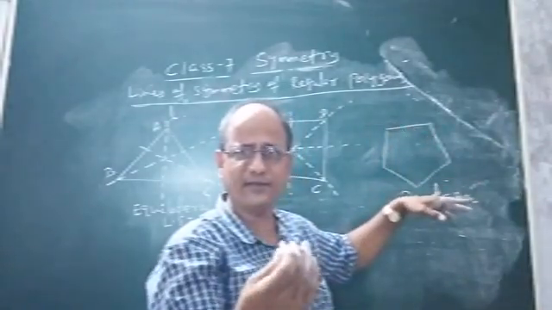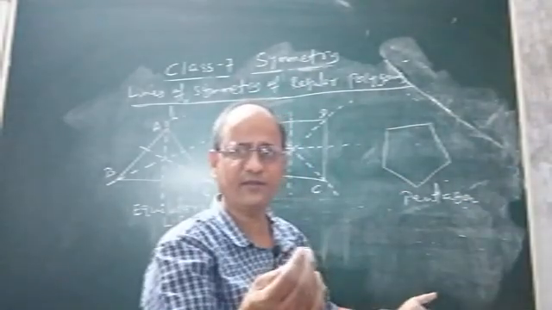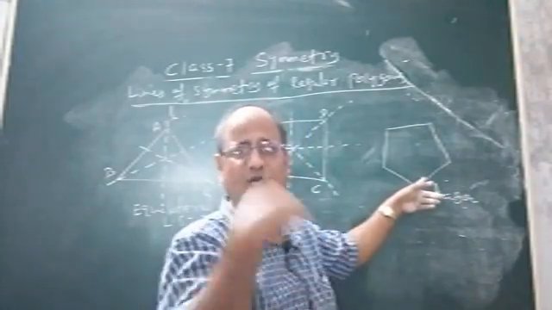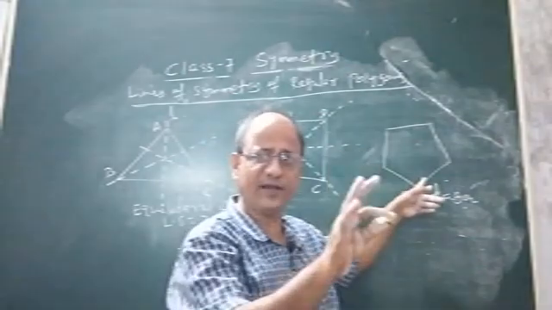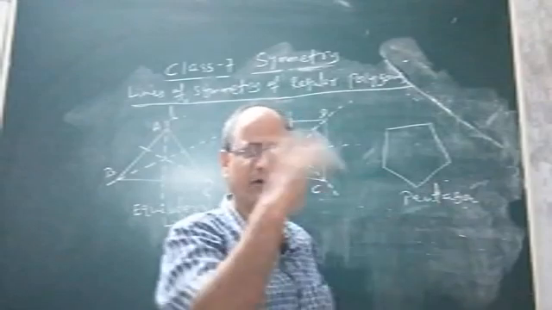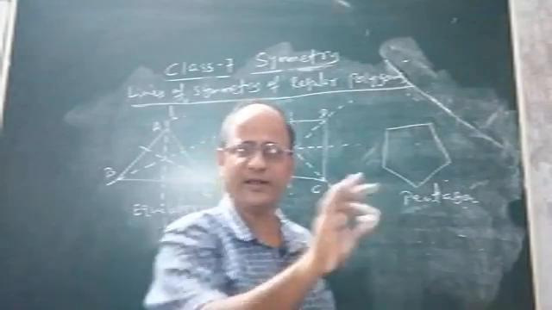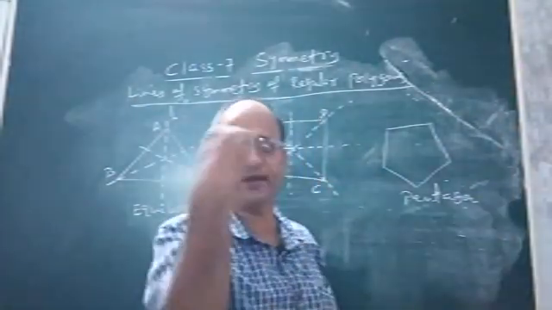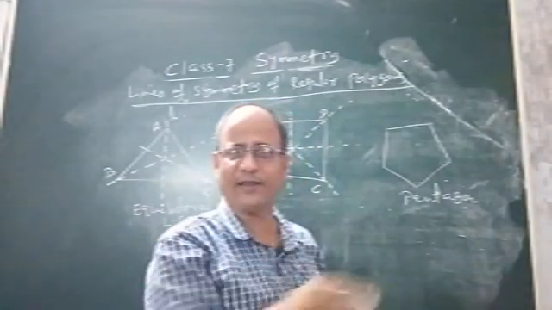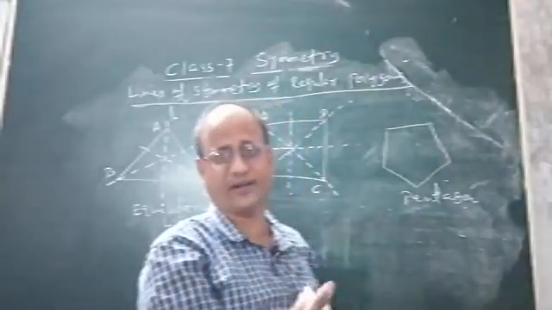If there are 6 sides in a closed figure, 6 line segments, it is called a hexagon. If there are 7 sides, the polygon is called a heptagon. If there are 8 sides, it is called an octagon. If a polygon contains 9 sides, it is called a nonagon. And if a polygon contains 10 sides, it is called a decagon. Similarly, if a polygon contains more than 10 sides, suppose 11 sides, does it have any special name? The answer is no. We will simply say that it is an 11-sided polygon.